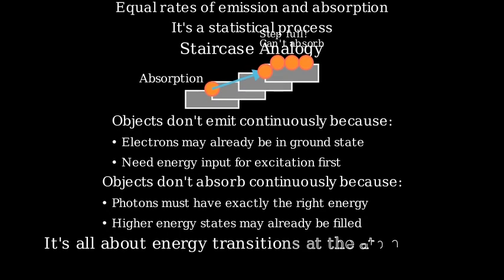Next time you see an object that's not glowing or that appears colored because it absorbs certain wavelengths, remember, it's all about these energy transitions at the atomic level.